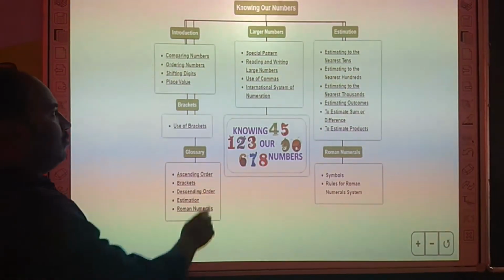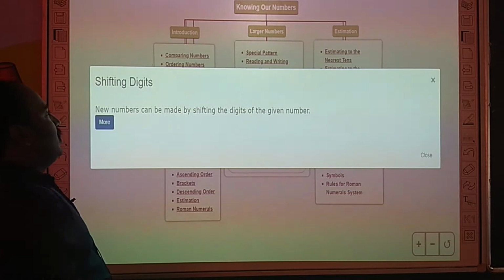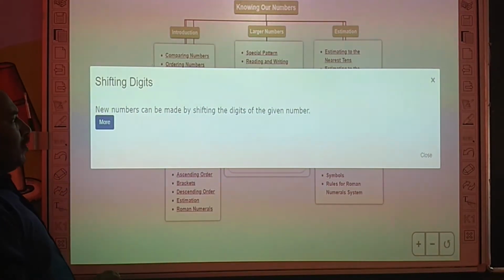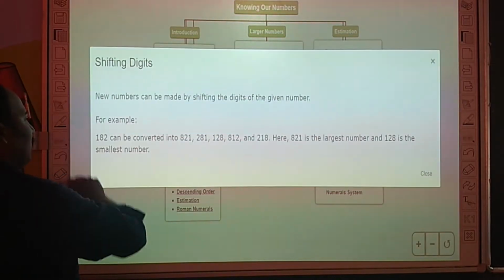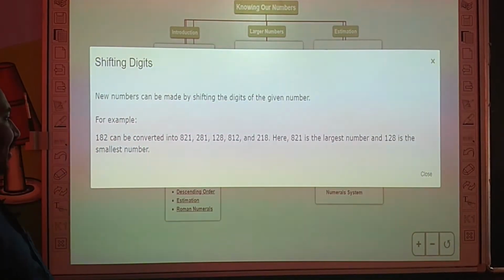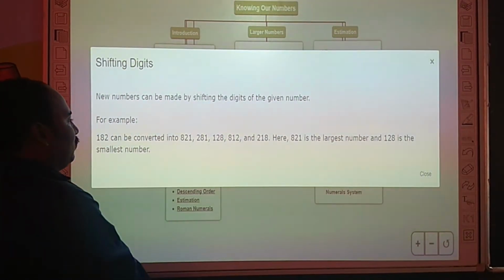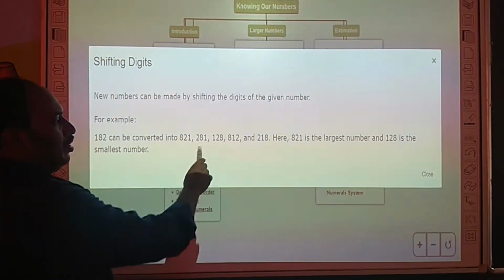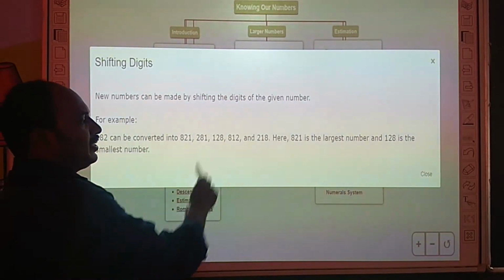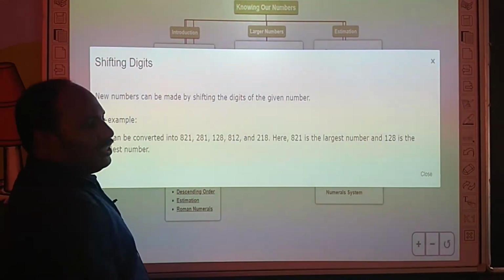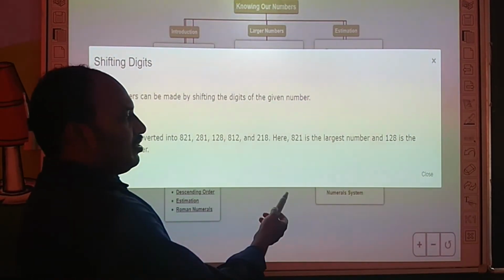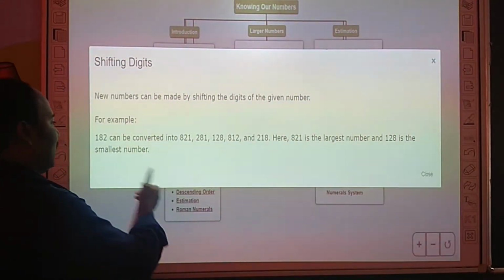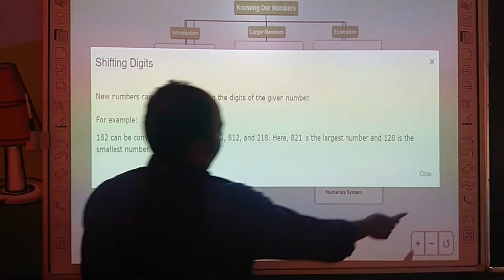Shifting digits. Shifting digits means new numbers can be made by shifting the digits of a given number. Suppose the given number is 182, it can be converted into 821, 281, 128, 812 and 218. Here 821 is the largest number and 128 is the smallest number.